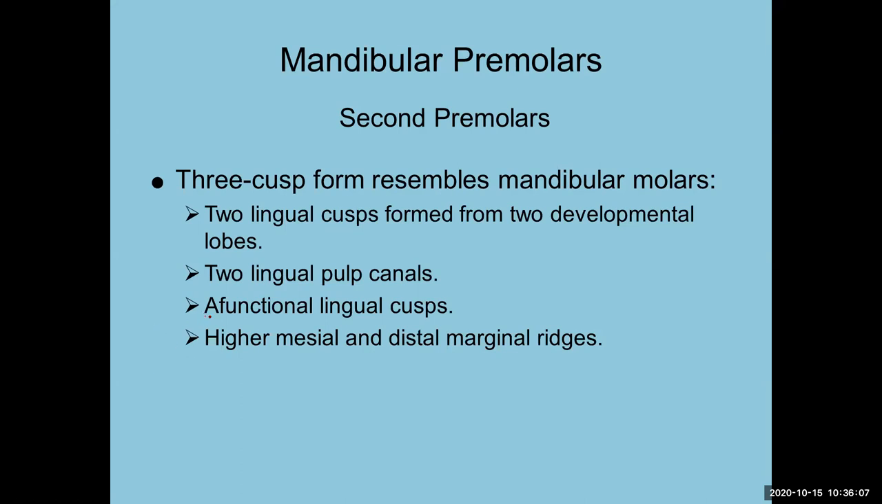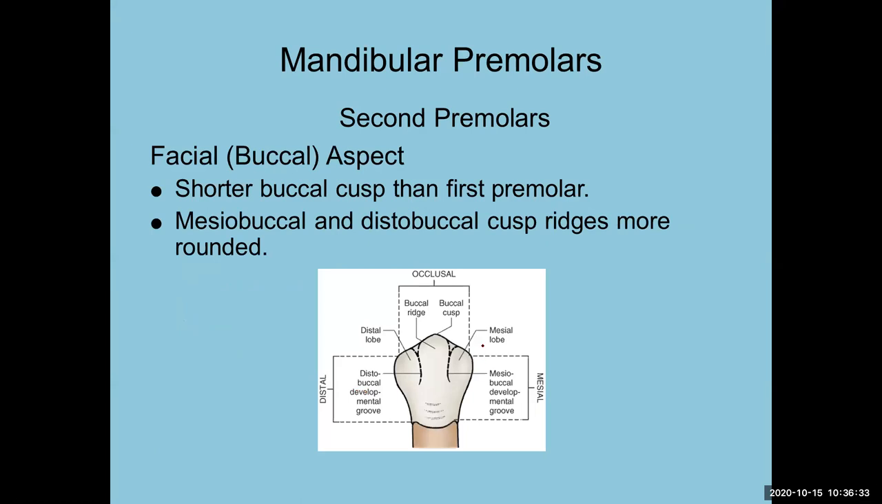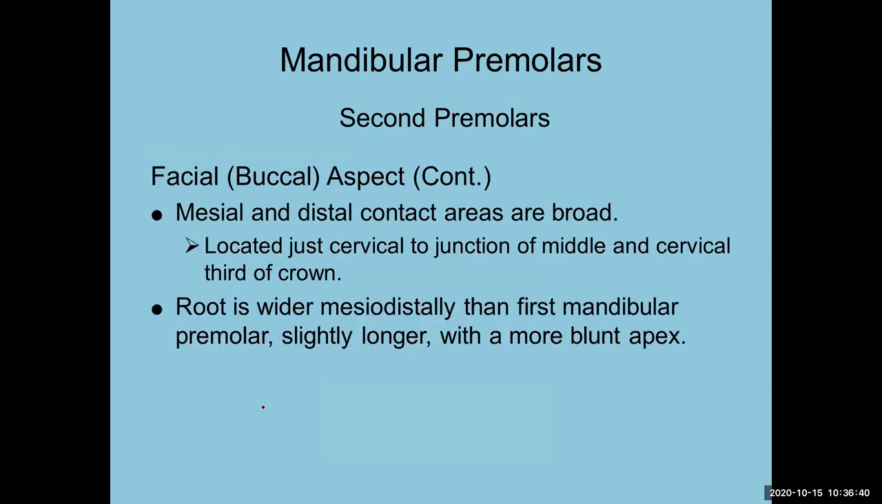Now, this is what the book says. But the boards want you to know that the mandibular first premolar has an afunctional or non-occluding cusp. This book is saying that all the lingual cusps are afunctional. It's higher on the mesial than it is on the distal. The mesial and distal contact areas are broad. The root is wider mesiodistally than the first premolar, and it's larger, but the apex is a little more blunt. It's not as pointy.